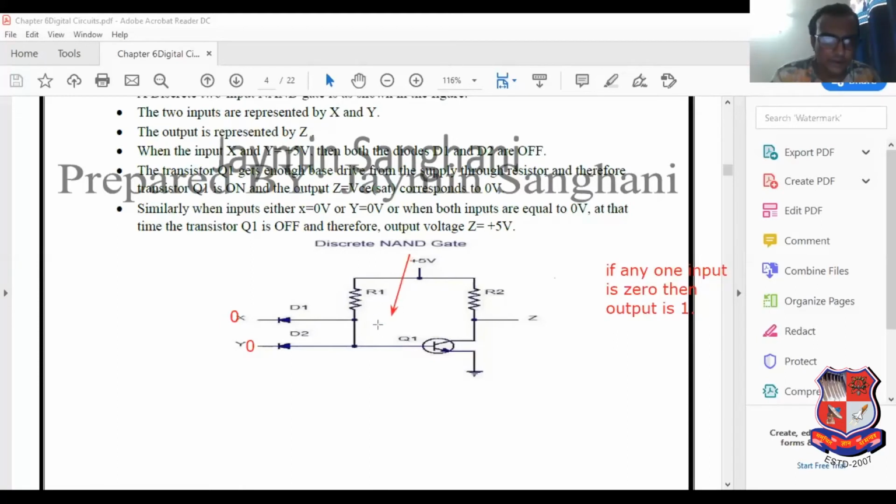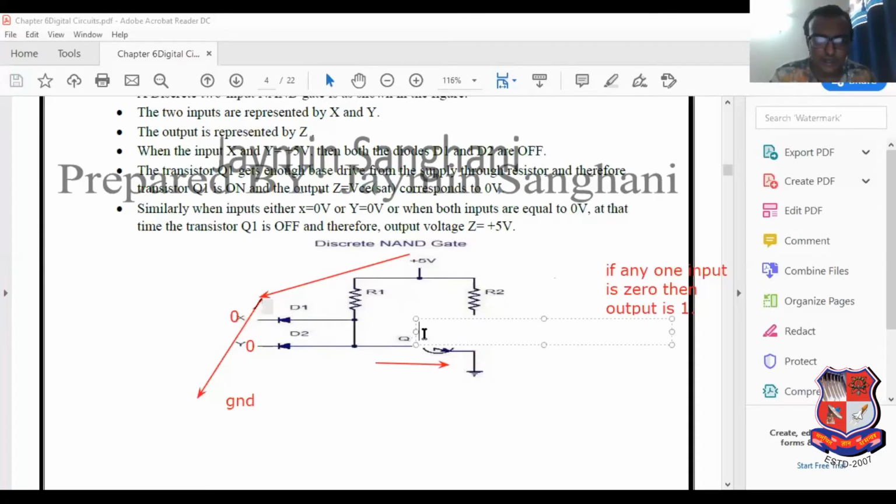All the current can flow through this particular diode only, and through the diode it can be connected to ground. See here, it is known as ground. So this is the current flow direction. Here we cannot get any type of current, which means the base of the transistor is applied at 0 volt.